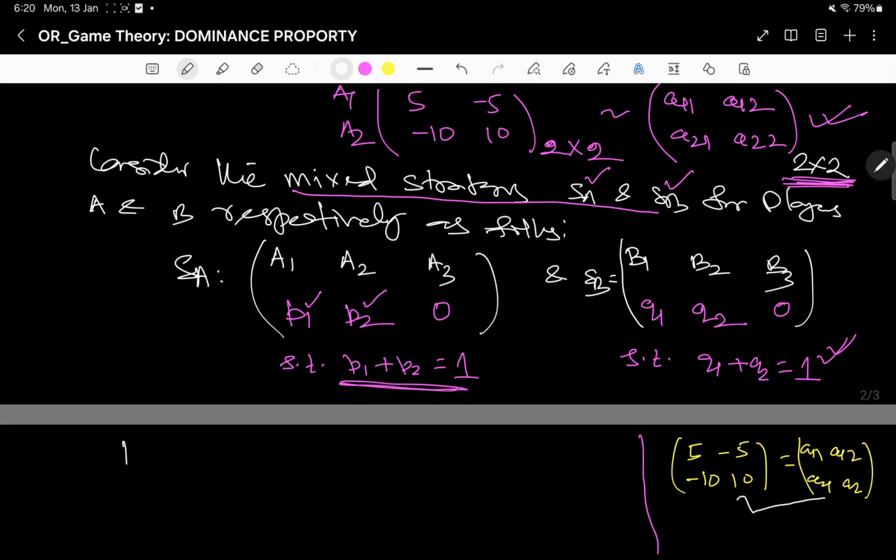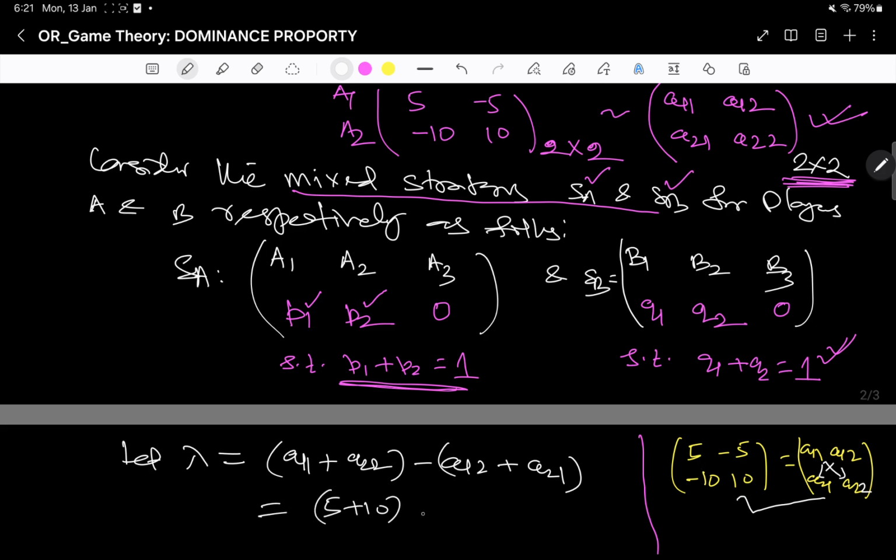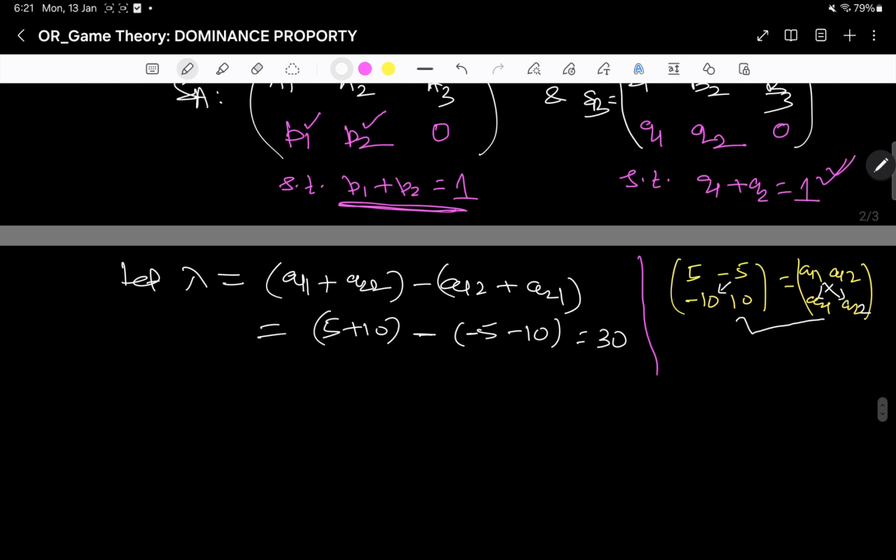So what is my lambda? Simply the formula. Lambda is equal to A11 plus A22 minus A12 plus A21. Just you add it. It is 5 plus 10 minus, both are minus here, minus 5 and minus 10. So it is here 30. The value of lambda is 30.